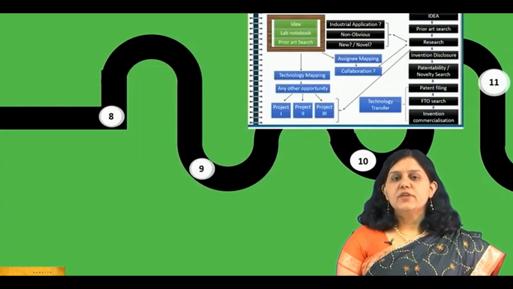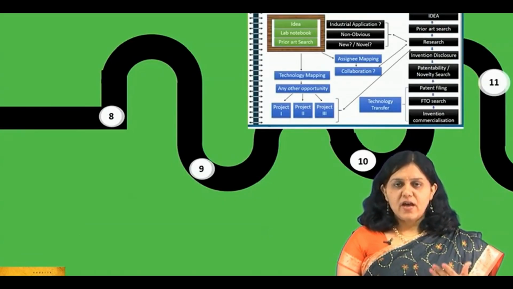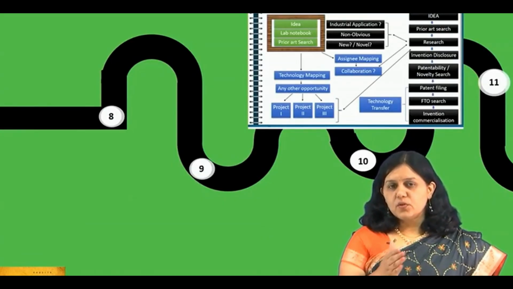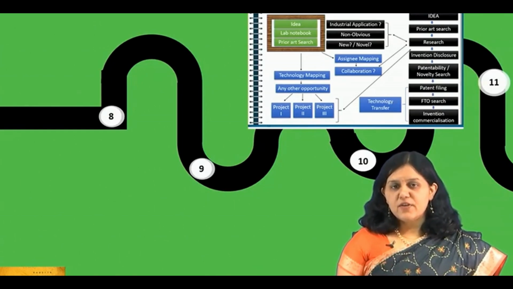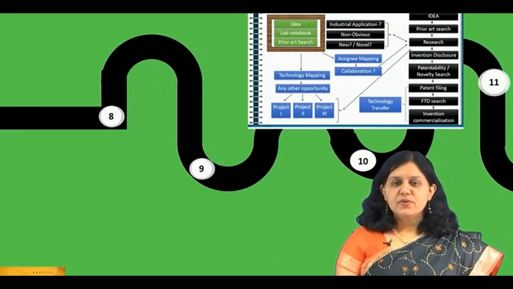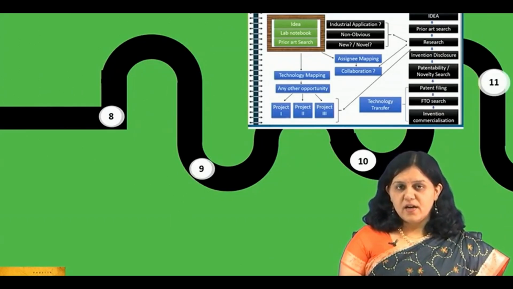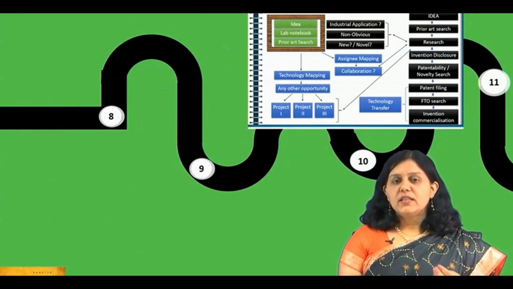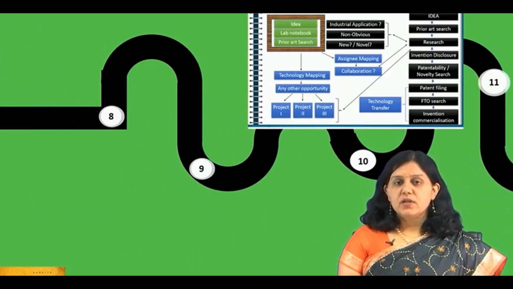Next, we shared with you the IP identification tool, and here we have given you the total path, right from idea till invention disclosure and then to invention commercialization. And also we have given you an idea about how you can think of technology mapping for planning your project activity.